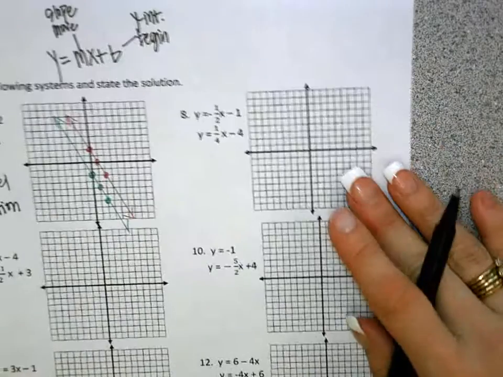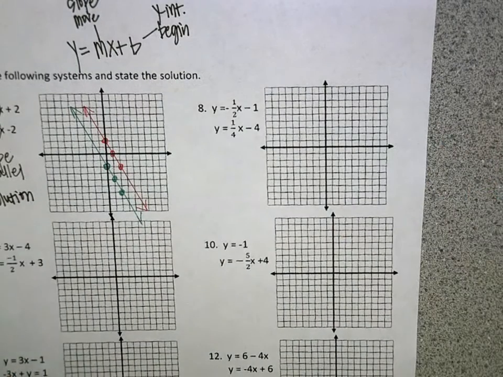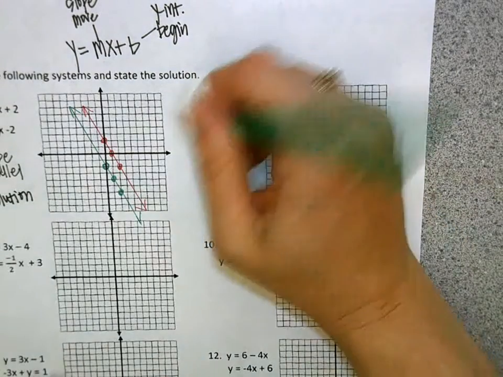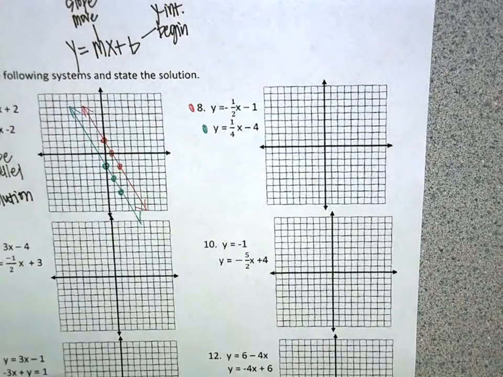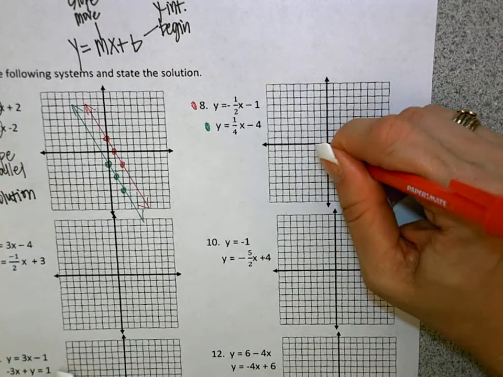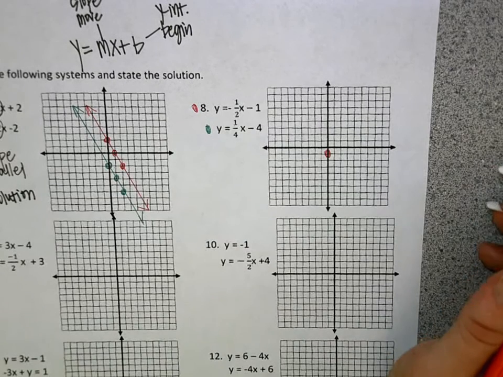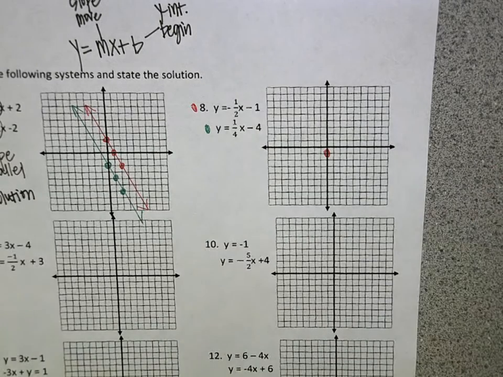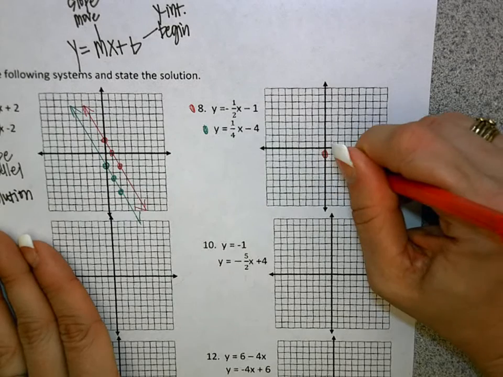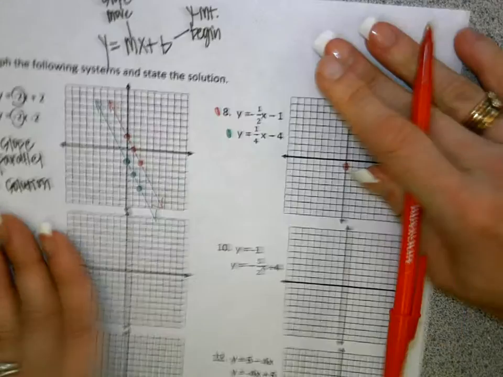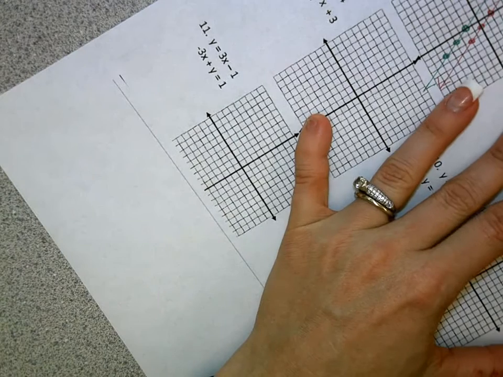Okay, for number 8, again, we're going to graph these. What is the y-intercept for the first line on number 8? The y-intercept is at -1. So your beginning point is -1. Then how do I move? What's the slope? Negative 1 over 2. So we go down 1 over 2. Once you have at least 2 dots, and it could be more, draw your line.